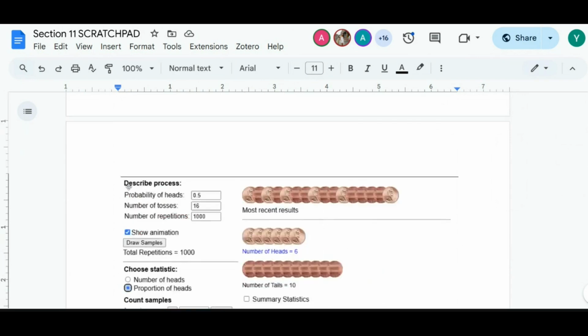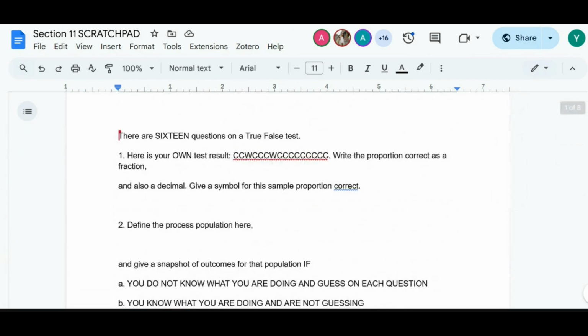Thank you. Okay, I think we should be able to do this together as a class. Can I have some of you start contributing? Write this correct proportion as a fraction. Can I have a fraction, please? What's the fraction correct? 14 out of 16, yes.